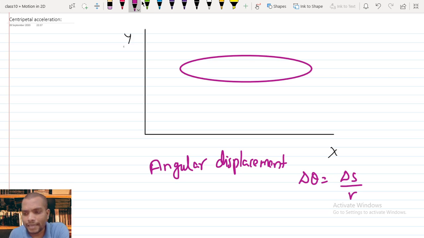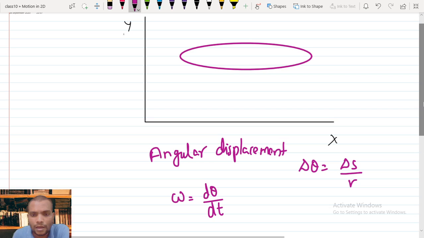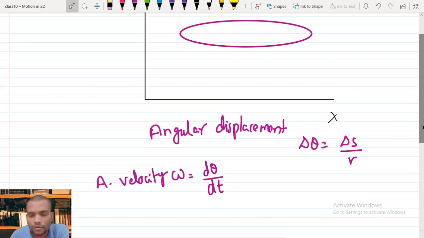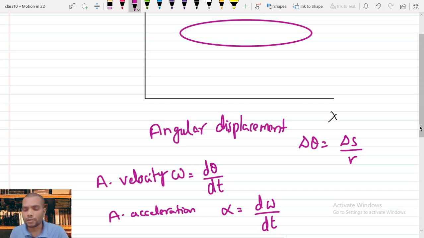Then we defined angular velocity omega equal to the rate of change of angular displacement, d theta upon dt. This is the instantaneous angular velocity, and from this, if you do the differentiation, I can write the angular velocity. And for angular acceleration, we denoted it with alpha equal to d omega upon dt, the rate of change of angular velocity.